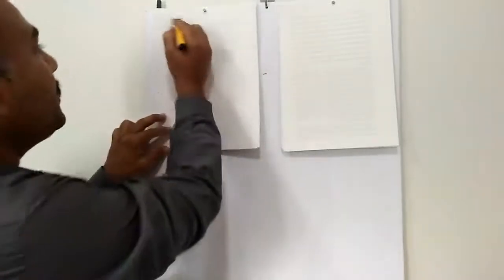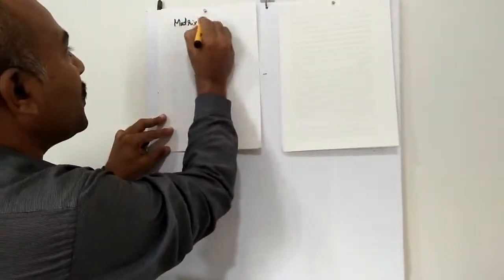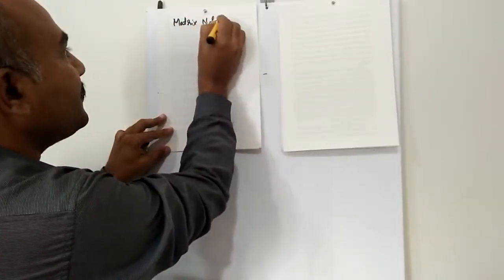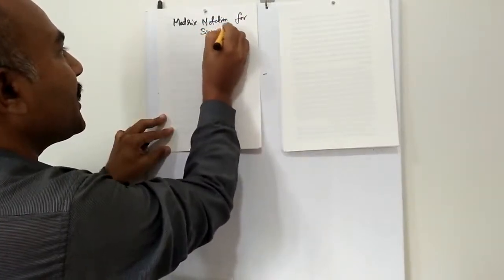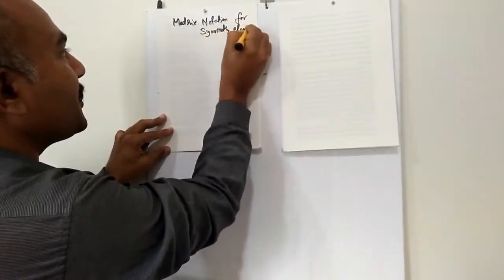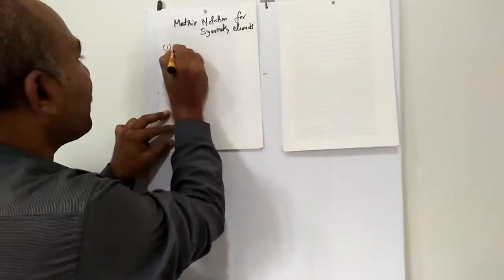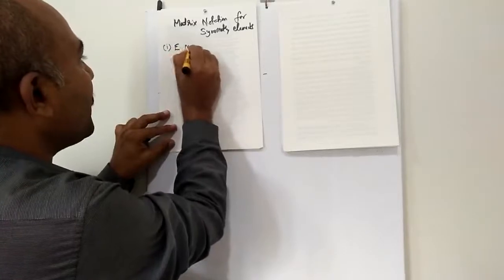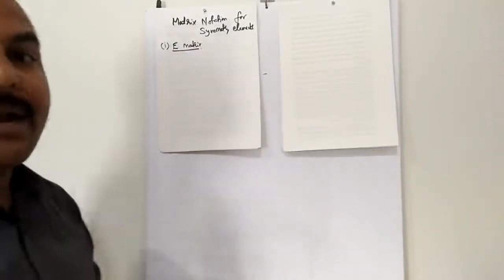First I will write the heading: matrix notation for symmetry elements. First we go for the E matrix. E matrix means identity matrix.